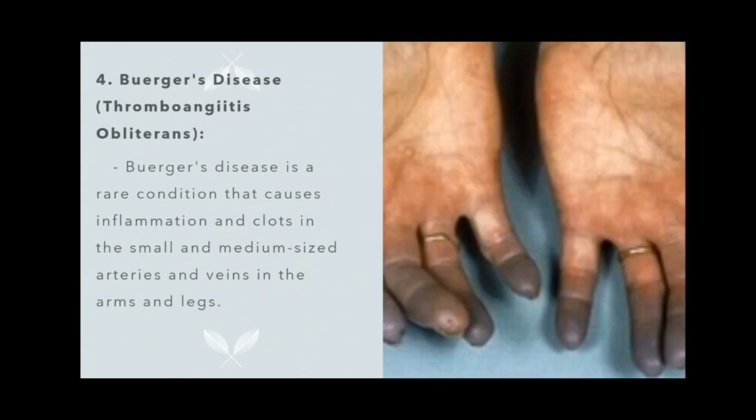The fourth one is the Buerger's disease. Buerger's disease is a rare condition that causes inflammation and clots in the small and medium-sized arteries and veins in the arms and legs. It primarily affects young male smokers and can lead to tissue damage, ulcers, and even gangrene in severe cases. Symptoms include pain, tenderness, and swelling in the arms or legs, along with diminished blood flow.